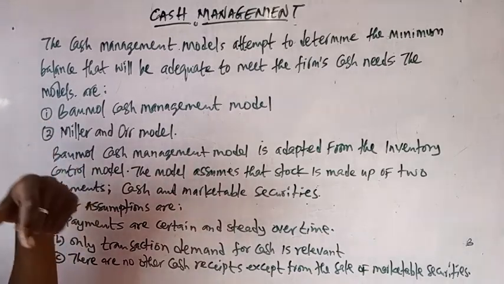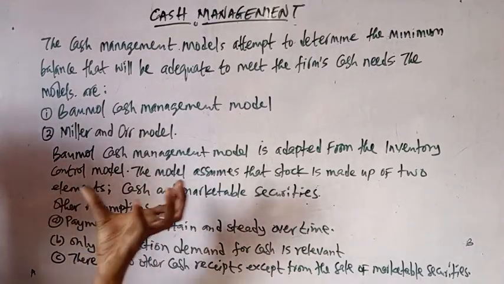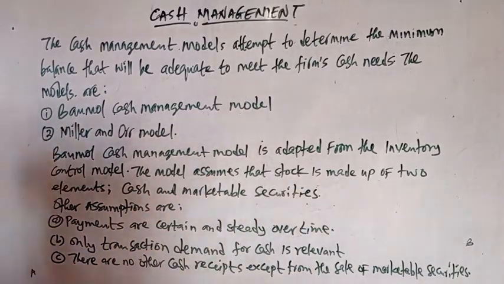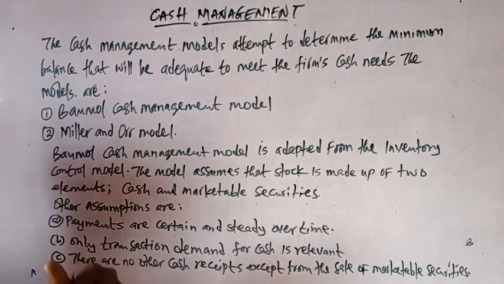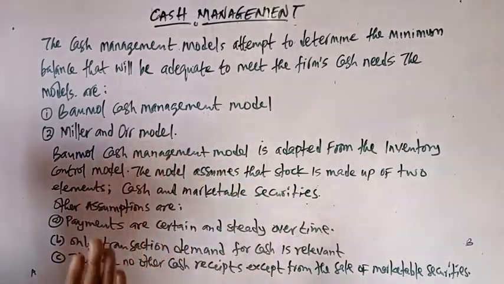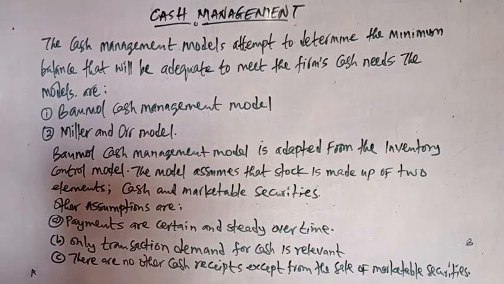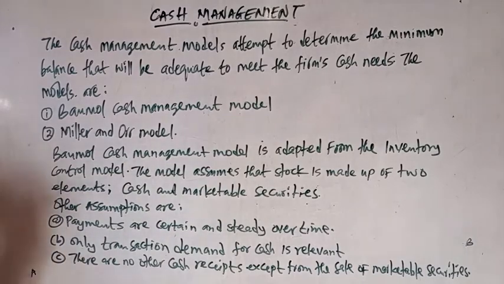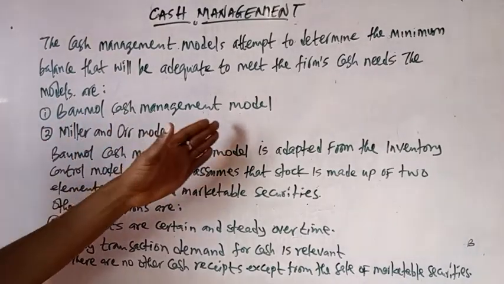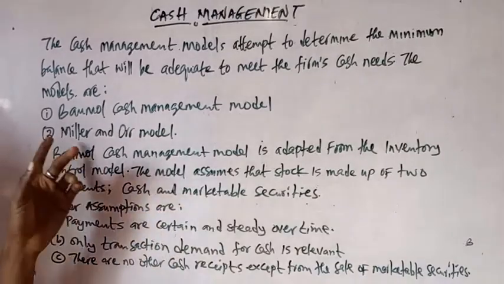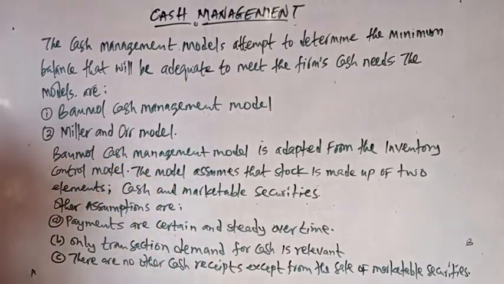So how do we now determine the optimum cash level to have at a particular period of time in the company? We have two models that tend to explain the optimal cash level we should have in the company at a particular period of time: the Baumol cash management model and the Miller-Orr model.